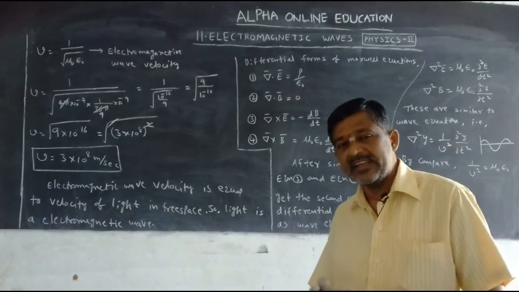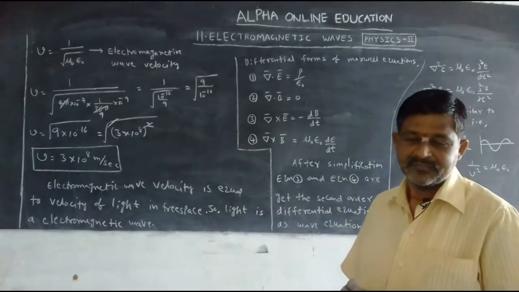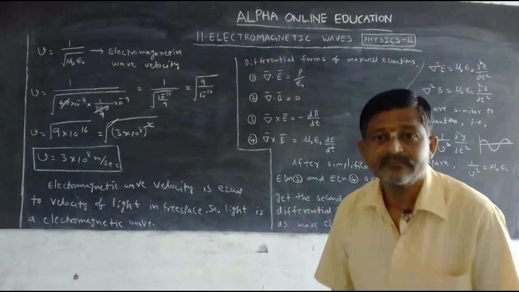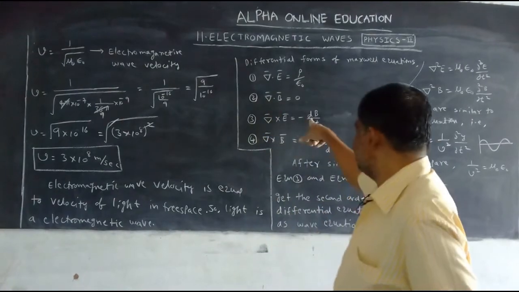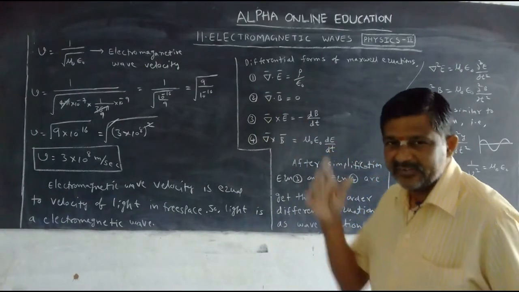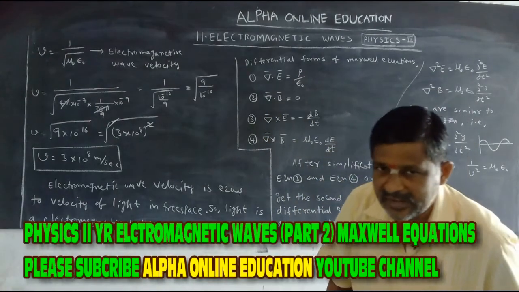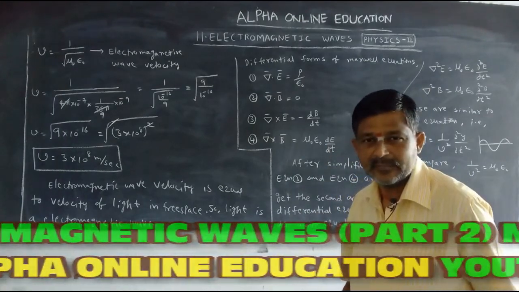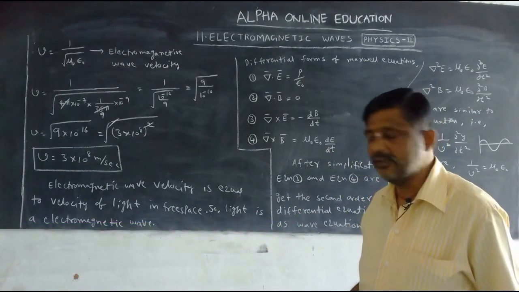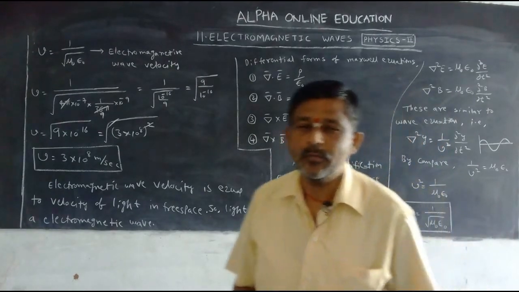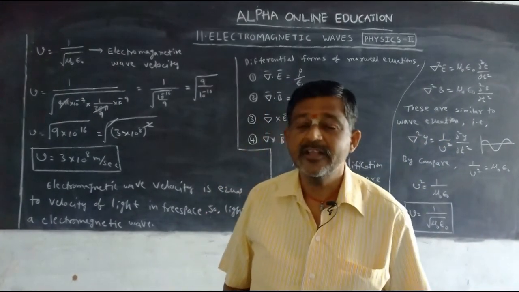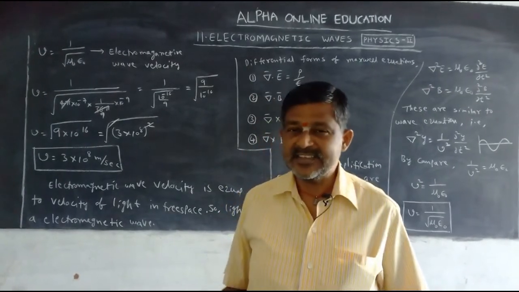But how can we get the electromagnetic wave? That we want to discuss. From the equations we get the differential equation with electric field and magnetic field. But how we can get the electromagnetic wave, that we want to discuss, and what are the types of electromagnetic waves and what are the advantages and disadvantages.